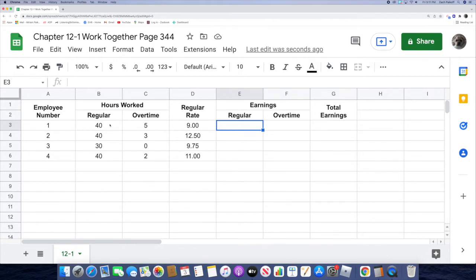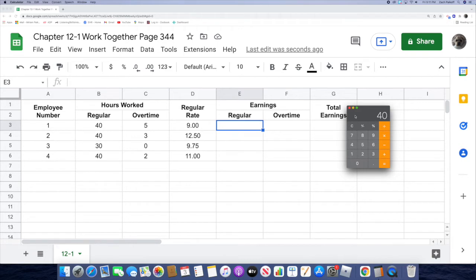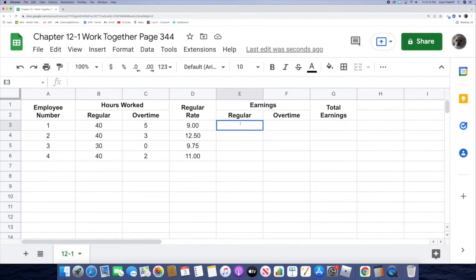Employee number 1 worked 40 regular hours, and they had a regular rate of $9 per hour. And the way that we calculate regular earnings is by taking the number of regular hours worked and multiplying it times the regular rate. So if we take the 40 regular hours worked for employee number 1 and multiply them times the regular rate of $9 per hour, that will give us $360, which are the regular earnings for employee number 1.